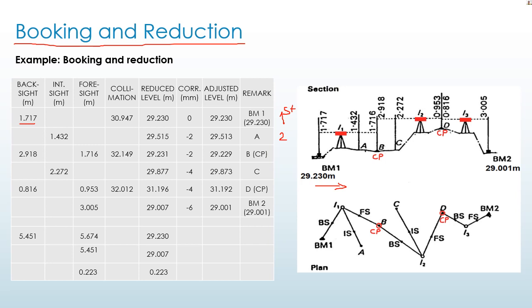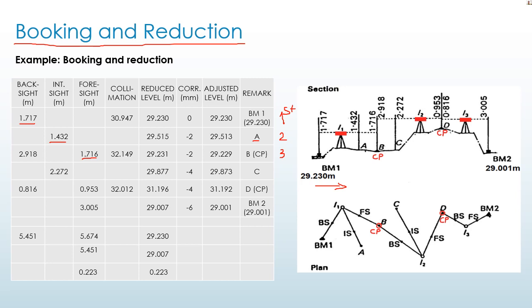That is for point A, and the reading is 1.432. The next point in this leveling run is point B. That is the third point, and here you have the foresight reading, 1.716. That's the last reading before you move your instrument to the next setup.